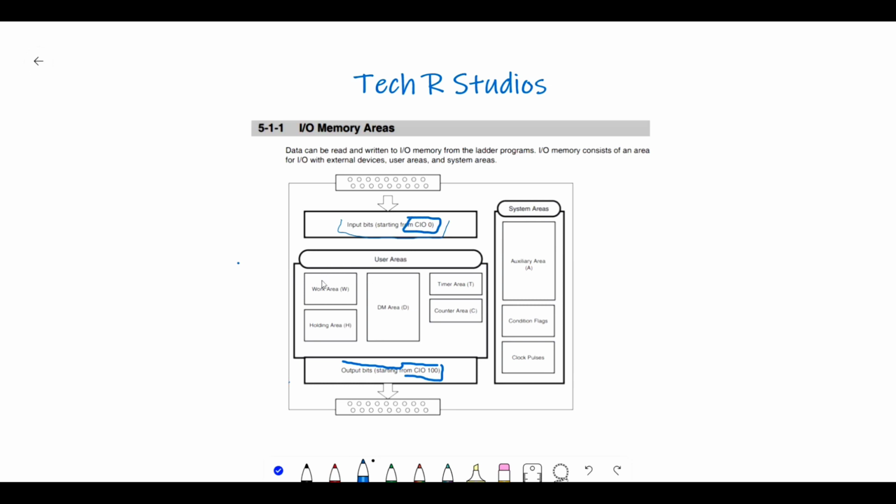Then there are some user areas, the most important one being the work area, which is represented by W. Then a holding area represented by H. Then the DM area represented by D. Timer area by T. Counter area, which is represented by C. Then there are some system areas like the auxiliary area represented by A. Some conditional flags are also there, and some clock pulses are also available. So let's discuss in detail.